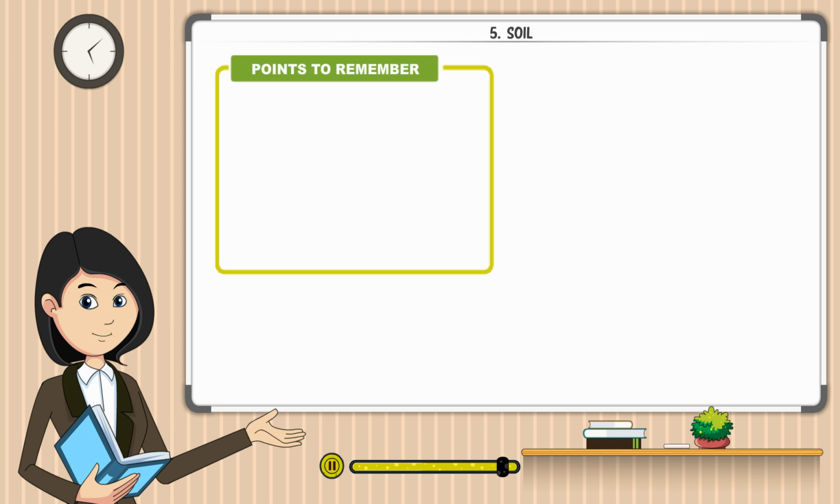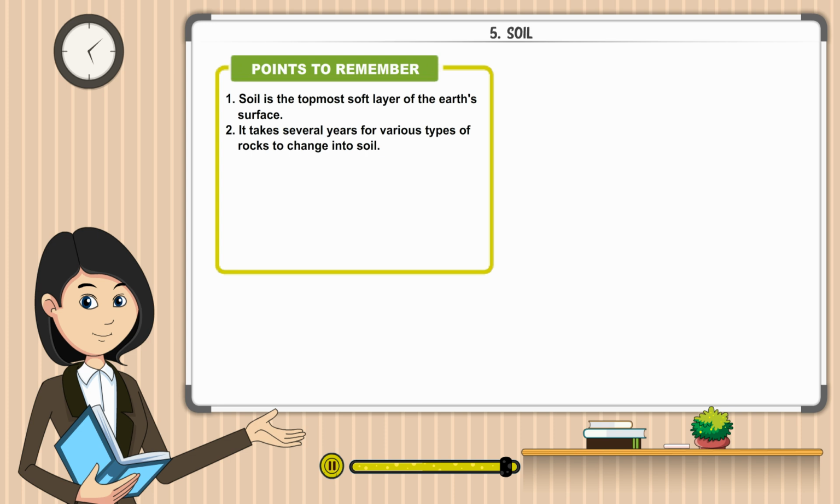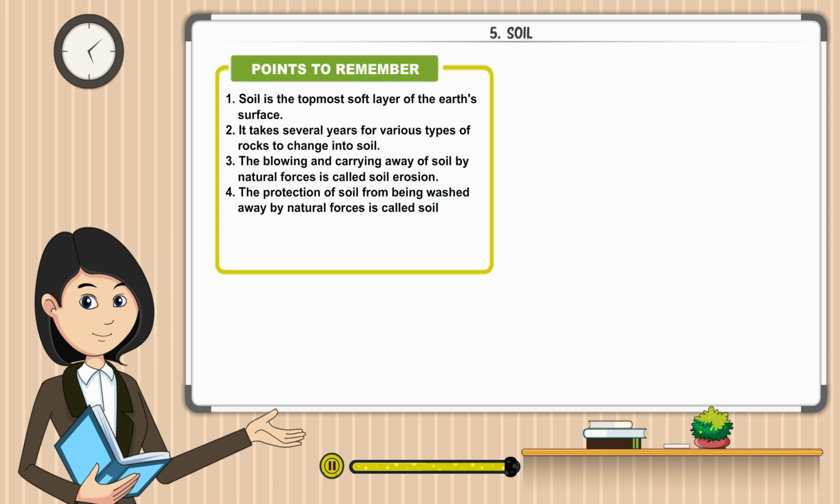Points to remember. Soil is the topmost soft layer of the Earth's surface. It takes several years for various types of rocks to change into soil. The blowing and carrying away of soil by natural forces is called soil erosion. The protection of soil from being washed away by natural forces is called soil conservation. The main categories of soil are alluvial soil, black soil, laterite soil, and peat soil.